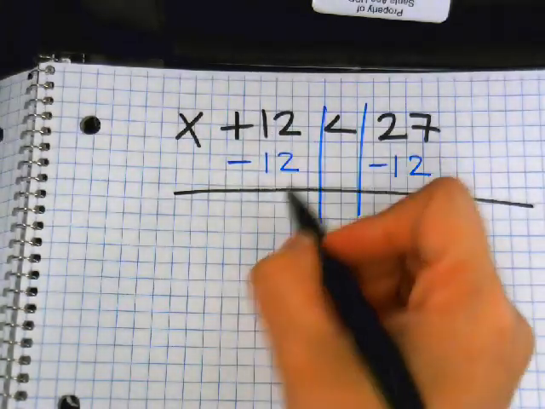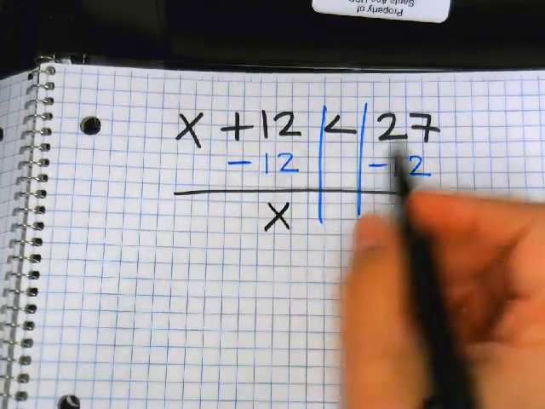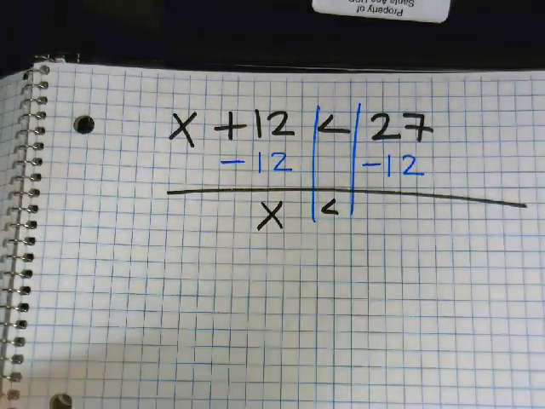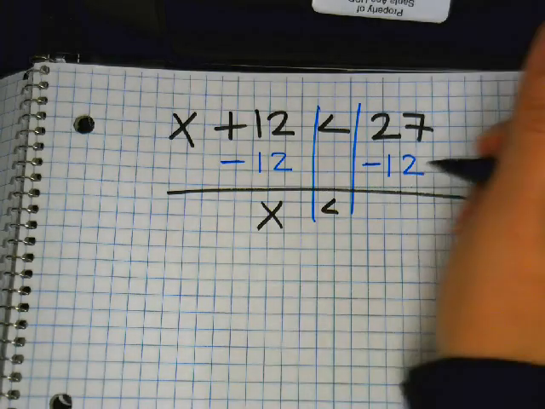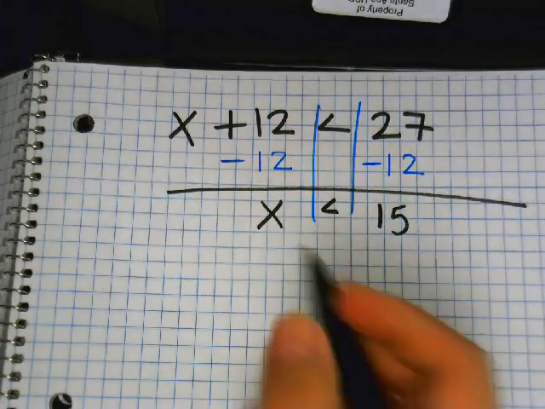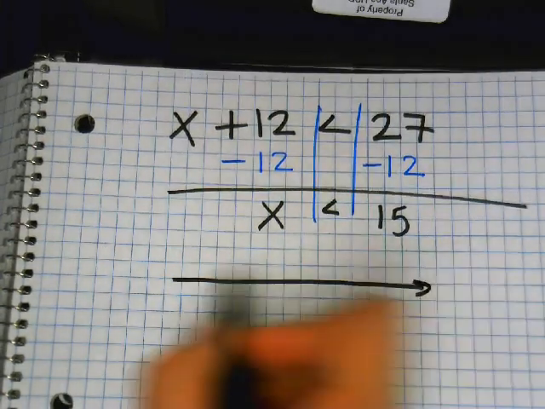Okay, over here we get 0. Fantastic. We just write x less than. What is 27 minus 12? 15. Now can I graph? Yes, now I can graph. So we're going to do this, we're going to do that.